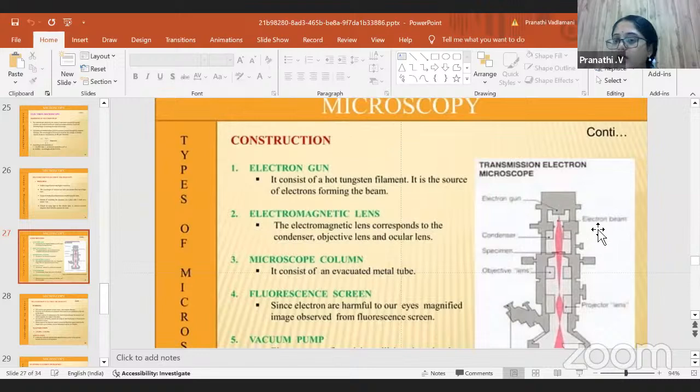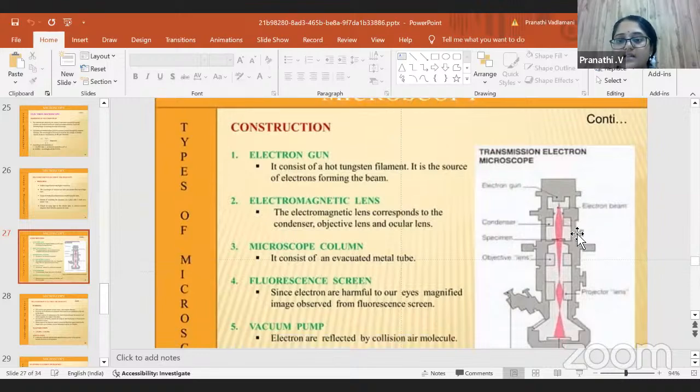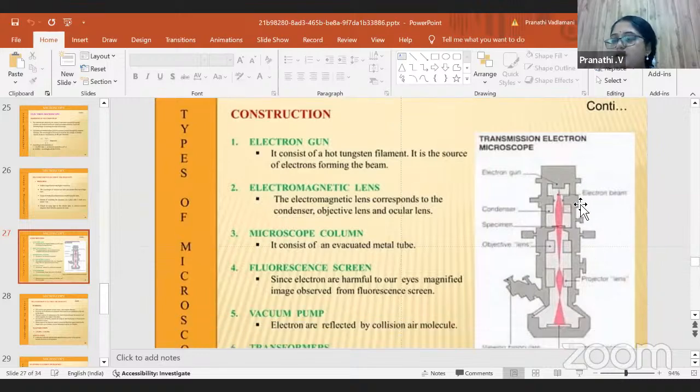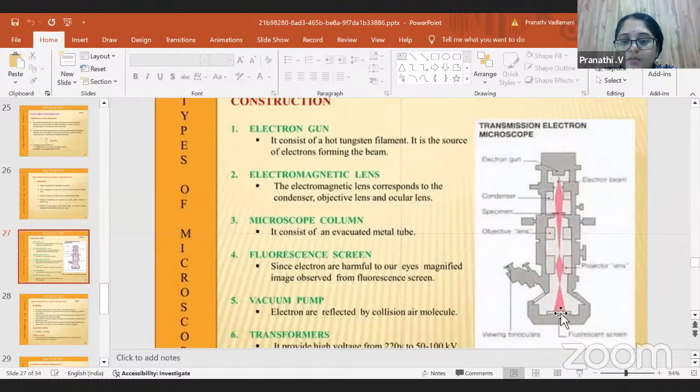You have a cathode and an anode present. This is the first set of electric coil, the condenser. There is a hot tungsten filament, the source of electrons. The electromagnetic lenses present correspond to the condenser, objective lens, and the ocular lens. Then the microscope column is present. You have a fluorescence screen and a vacuum pump.